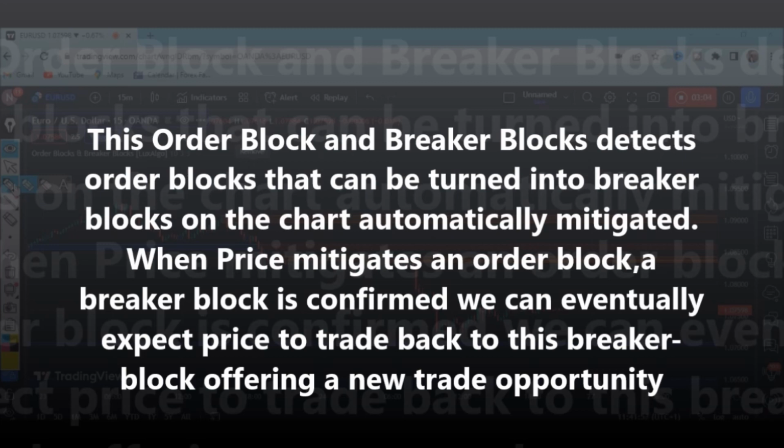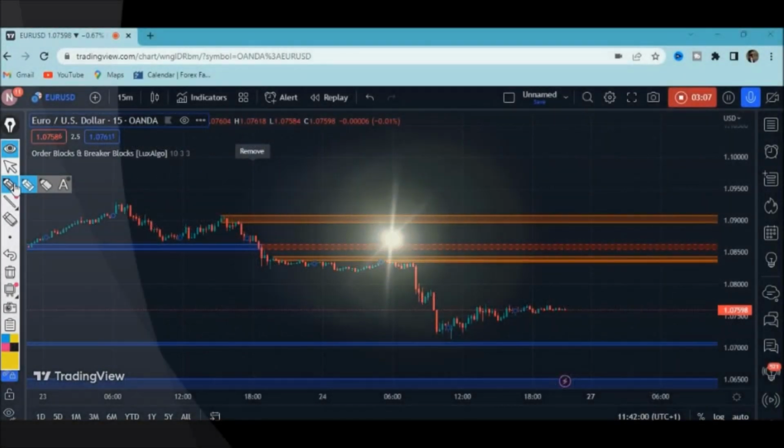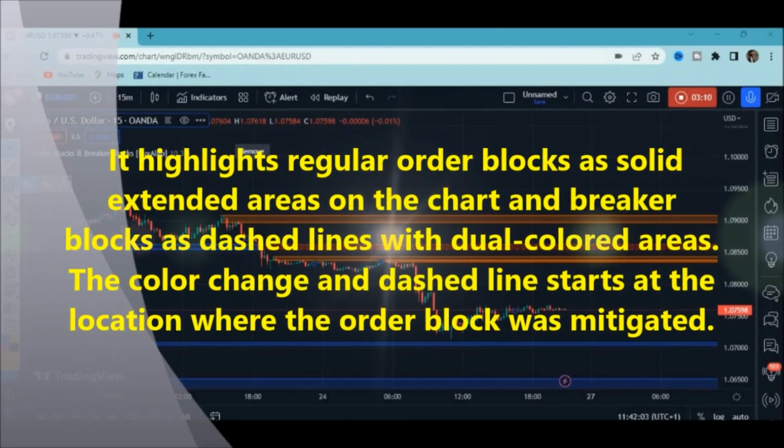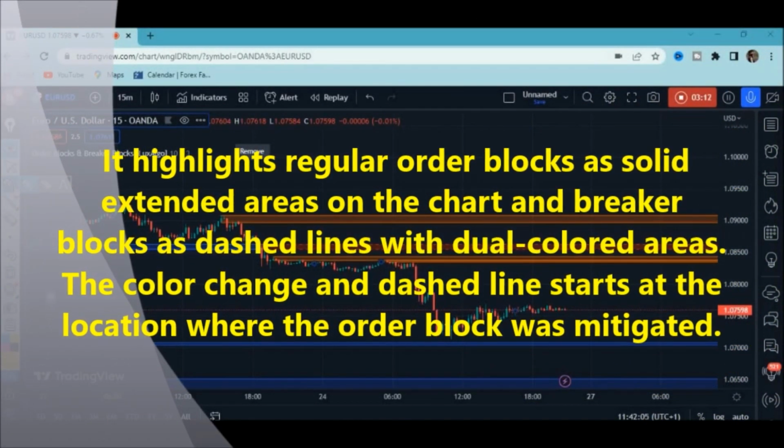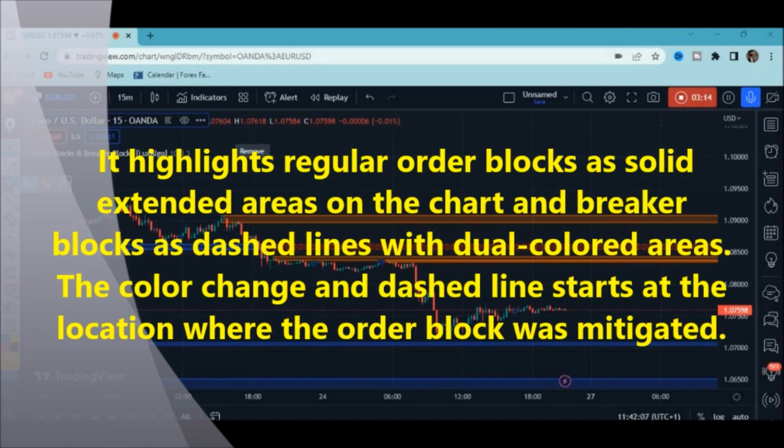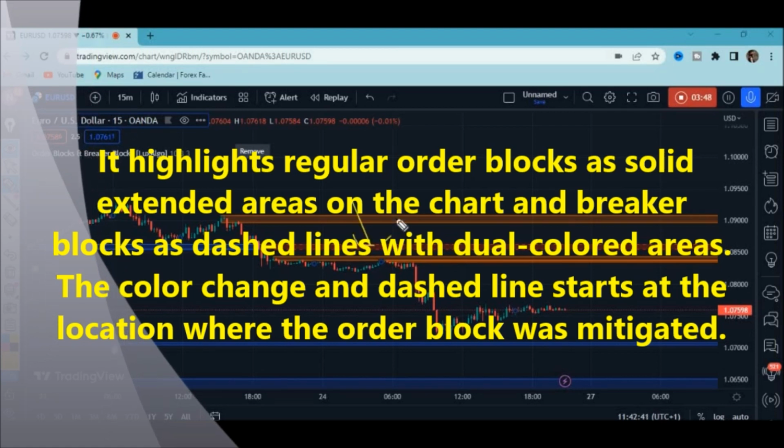and vice versa. And finally, it highlights regular order blocks as solid extended areas on the chart, and the breaker blocks as dashed lines with dual colored areas. The color change and dashed lines start at the location where the order block was mitigated. You must know that when price mitigates an order block, a breaker block is confirmed. We can eventually expect price to come back to the level, and that's offering us a new trading opportunity.